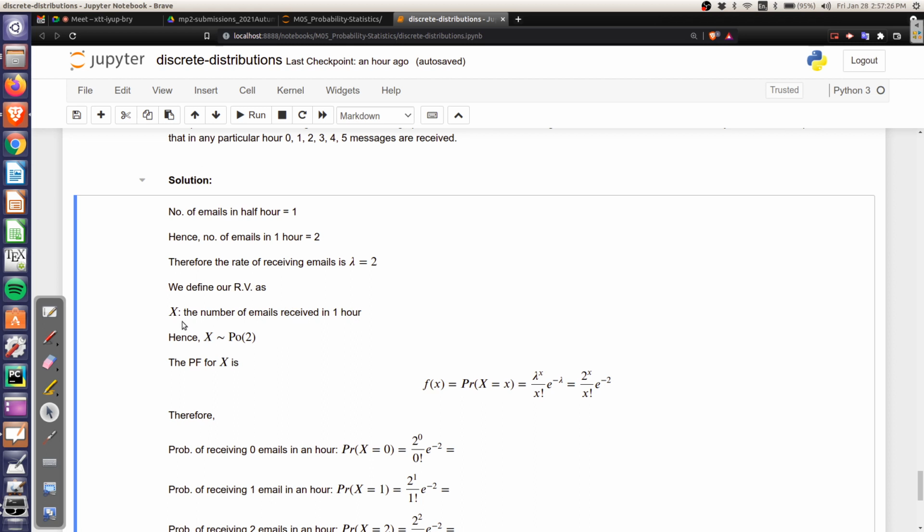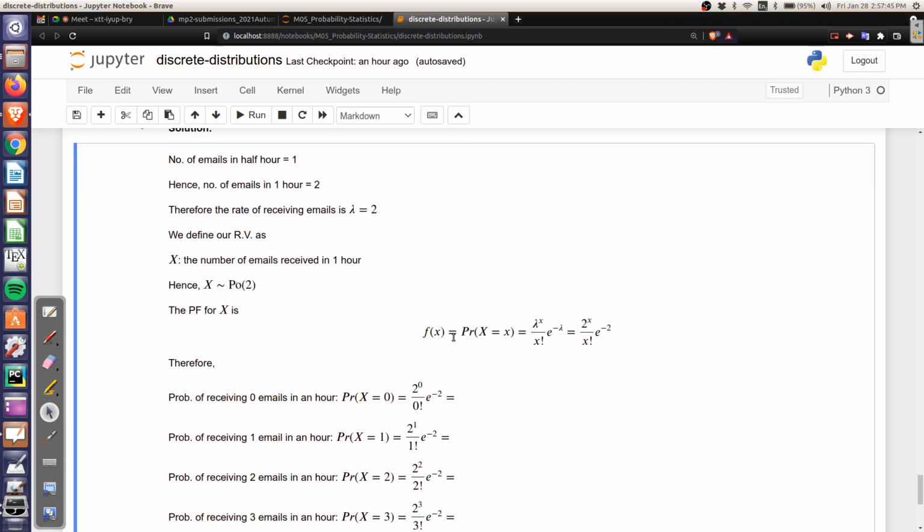Okay, so this is going to be a Poisson distribution because here the rate is fixed. The rate at which emails are received is fixed. On an average it is 2 emails per hour. So your x is a Poisson distribution with parameter 2. Then the PMF for x is lambda to the power x e to the power minus lambda by x factorial. Lambda is 2, so it will be 2 to the power x by x factorial into e to the power minus 2. So this is the formula that we have to use here.